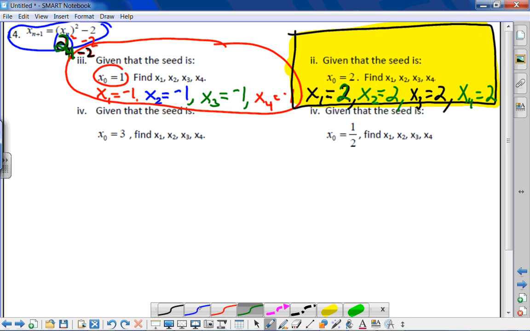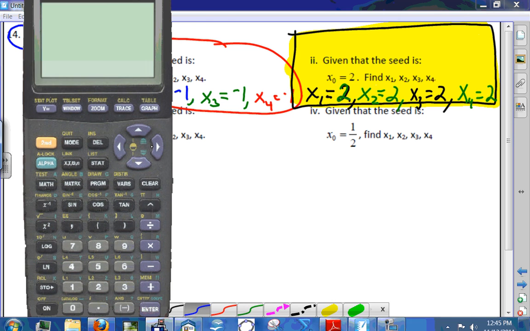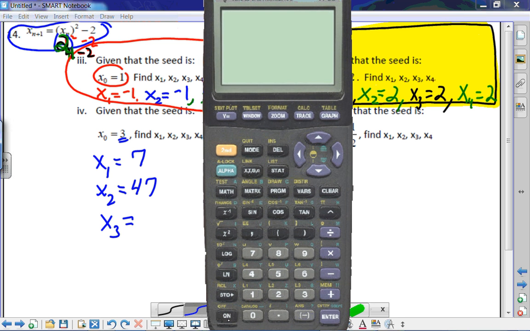What happens when the seed is 3? First term will be the previous term squared, which is 9. 9 minus 2 is 7. What about the second iteration? The previous term squared is 49. 49 minus 2 is 47. Oh, this is some different behavior this time. Looks like it's growing pretty quickly. Third iteration will be the previous number, 47 squared, minus 2, 1762.